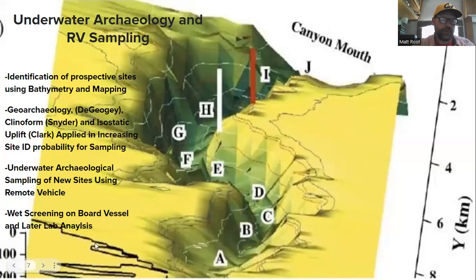The underwater archaeology portions of this field work will utilize RV technology, and once the bathymetry has been analyzed, again, critical geoarchaeological methods will be applied along with an accounting of the clinoform action and isostatic uplift, all setting site priority for sampling. Testing can then be conducted by a remote vehicle and wet screen on board the vessel, and later in more rigorous lab settings.